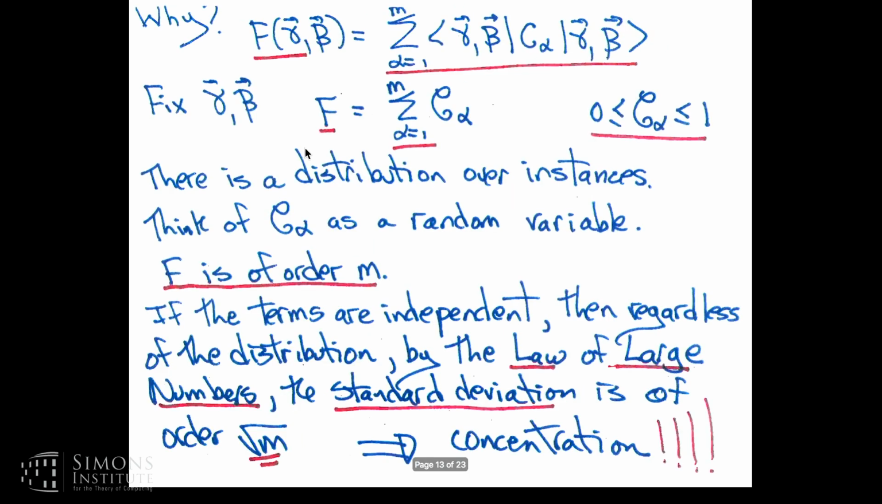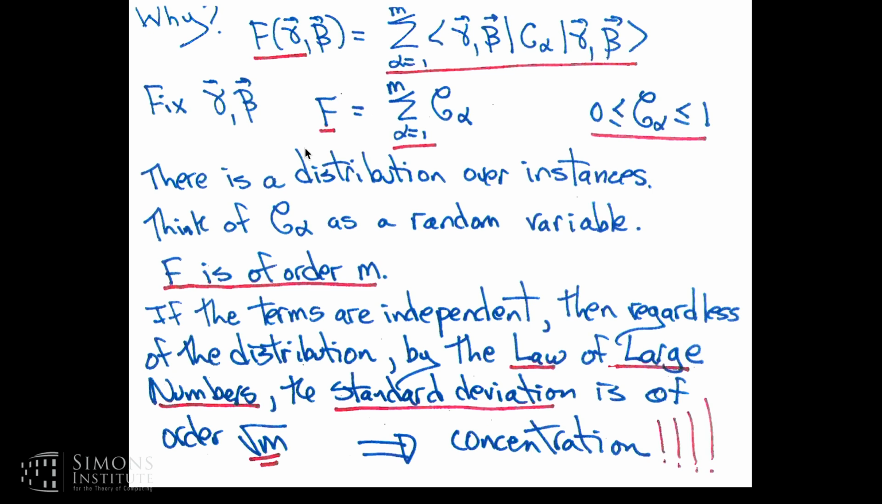So why can that be? Well, consider f gamma beta. It's a sum over clauses. And imagine that there is a distribution over instances. And think of C alpha as a random variable. Now, if these are independent, then the sum will concentrate by the law of large numbers.